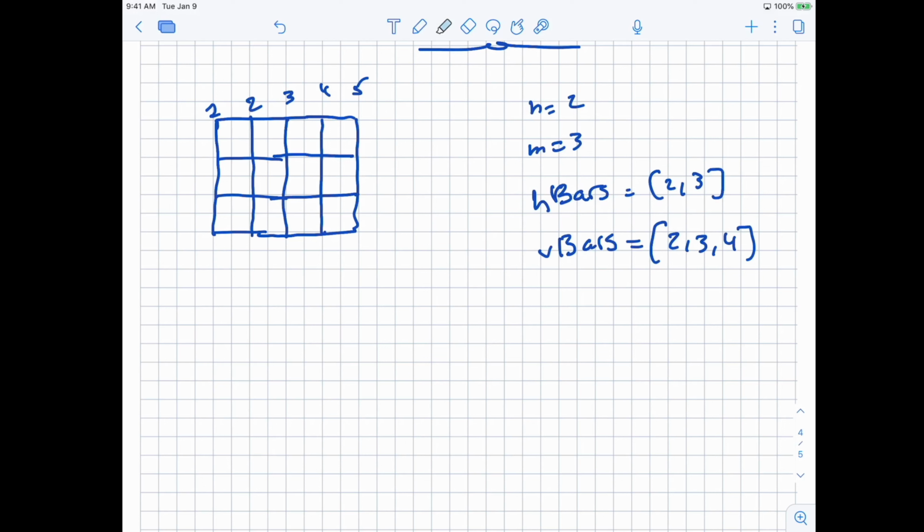So n equal to 2, that means basically we have 4, 2, 3, we have 4 horizontal, and then m equal to 3, we have 5 vertical. So here we can take out number 2, so we can take out this bar here. Sorry, this is horizontal, we can take this one, we can take this one, and then vertical, we can take this one, and this one. Okay?